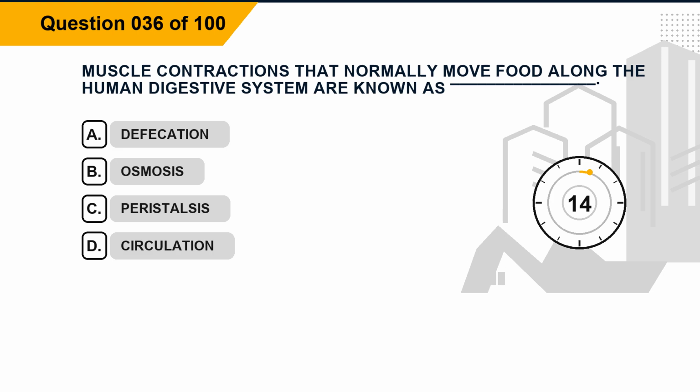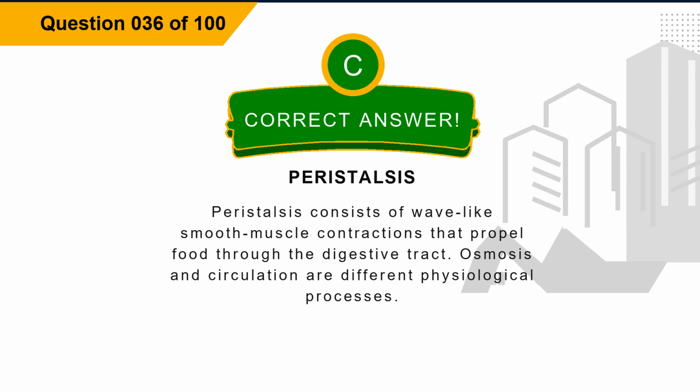Question 36. Muscle contractions that normally move food along the human digestive system are known as blank. Option A, defecation. Option B, osmosis. Option C, peristalsis. Option D, circulation. The correct answer is option C, peristalsis. Explanation: peristalsis consists of wave-like smooth muscle contractions that propel food through the digestive tract. Osmosis and circulation are different physiological processes.